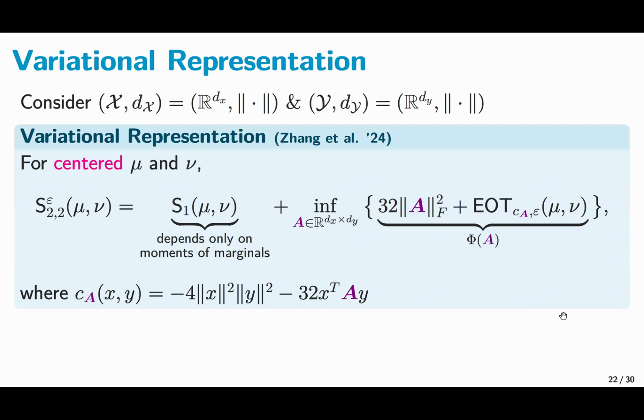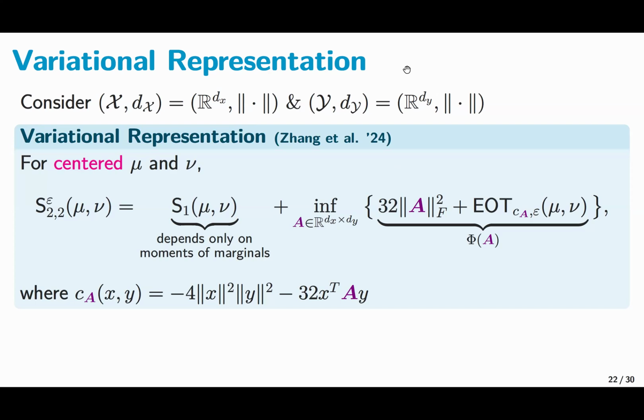Actually, in this talk, I'm focusing on the setting where the two metric measure spaces are Euclidean spaces. But dimensions can be different, so dx and dy can be different. So we can deal with unequal dimensions. Also, I focus on the case where P and Q, the indices for the GW problem, are 2 and 2.